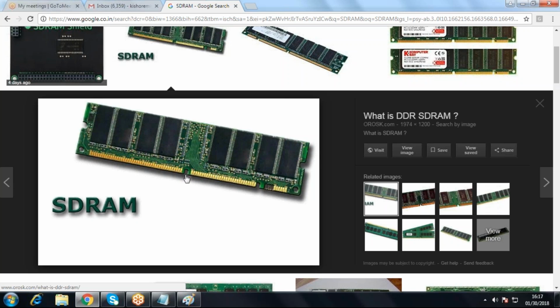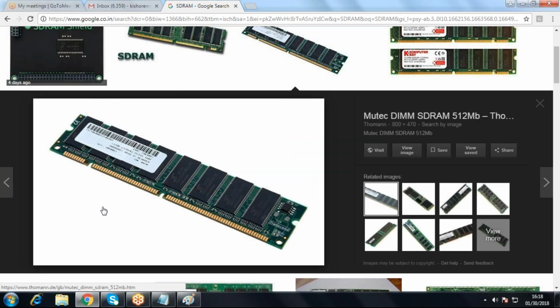One is the number of notches. These are the notches. The number of notches present in the RAM, the notch placement, and the number of pins present on the RAM. Based on the number of pins, the notch placement, or the number of notches, we say what type of RAM it is. I'm having two notches, one to the left and one to the middle. I will say it is an SDRAM.